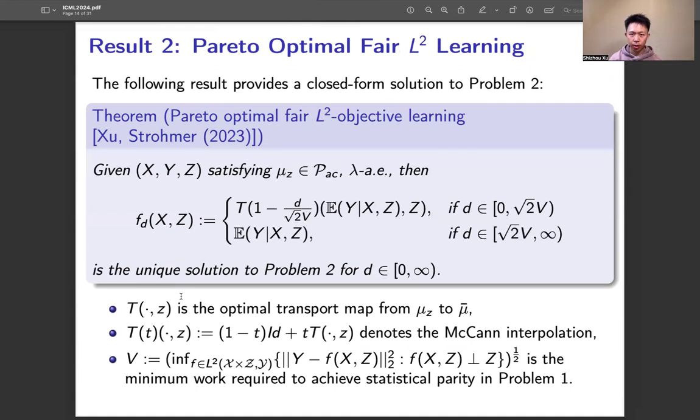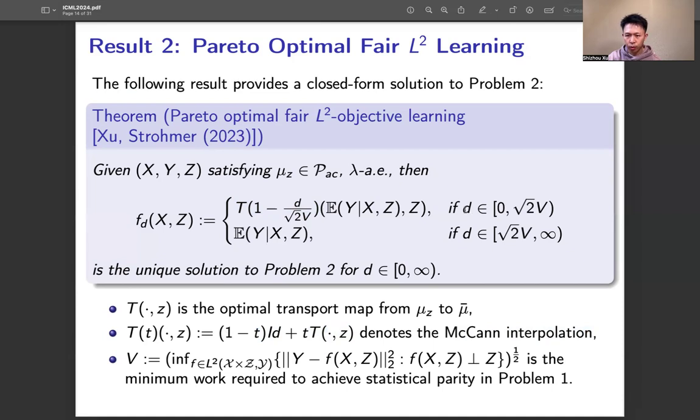Our second main result shows that there is a very nice closed form solution to problem two, simply by replacing the optimal transport map in the solution to problem one by the McCann interpolation. So here we replace the optimal transport map for the solution of problem one by the linear interpolation between the identity map and the optimal transport map. Here, t is the time parameterization.